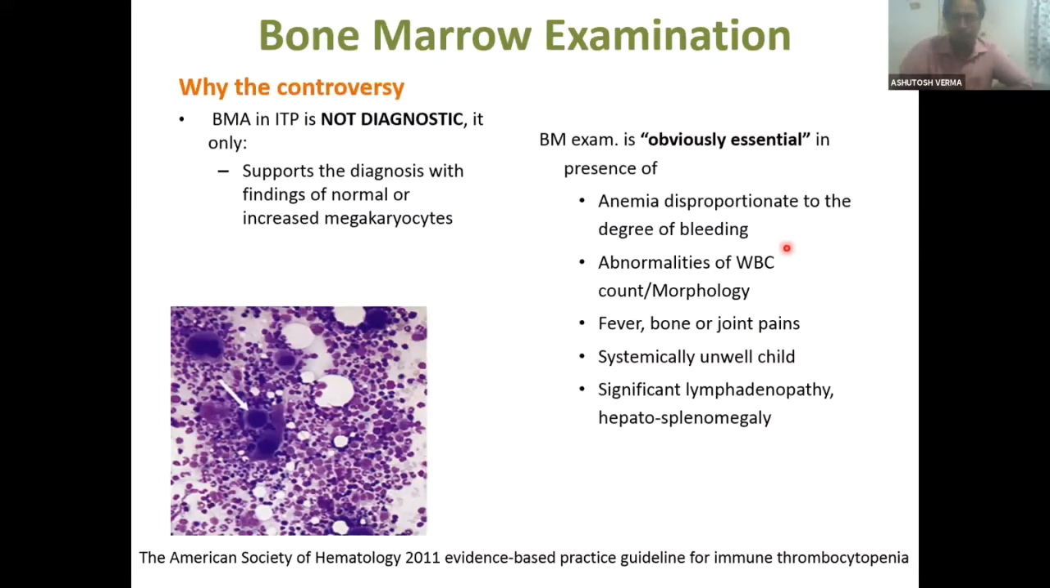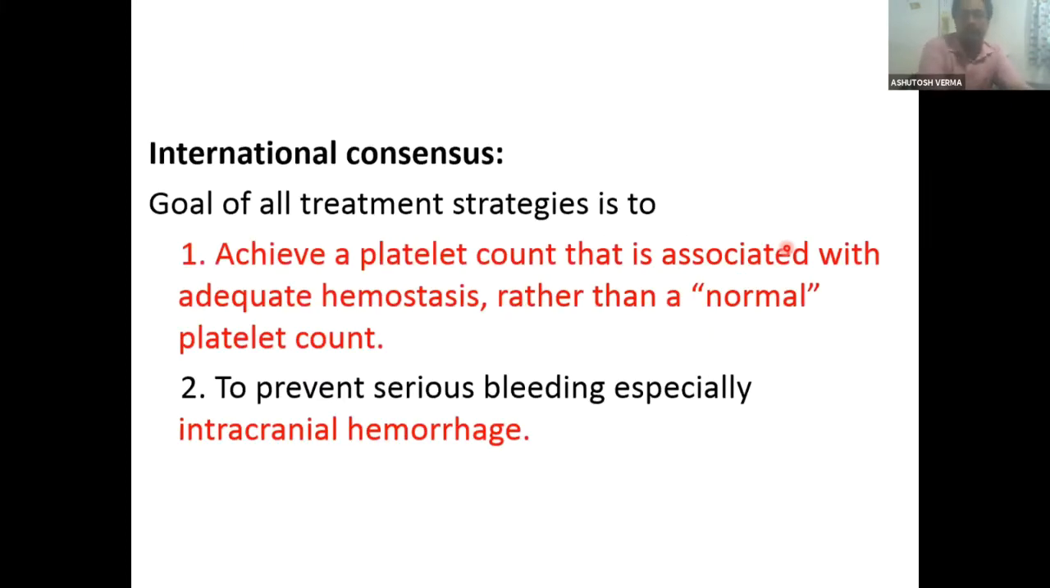So I would like to ask a question to you. If a child comes to you and you are diagnosing the child as newly diagnosed primary ITP, and the child is presenting to you with bleeding, will you go and do a bone marrow in this child? This question is open to all. So please kindly answer this in the chat box. Will you go for bone marrow examination or not in this patient? I will come to it later.